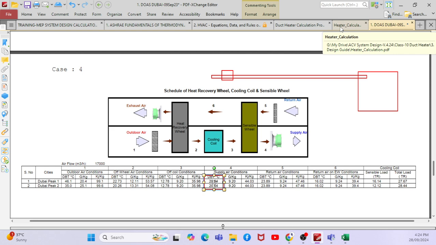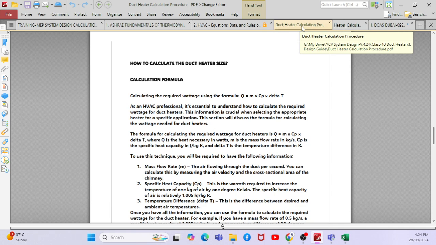Oh, okay, understood. Sorry, my mistake. So basically, you're trying to find that difference at stage number 4, which is the delta T that you use. Okay, understood.